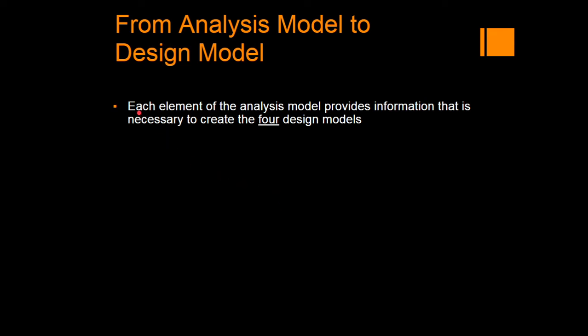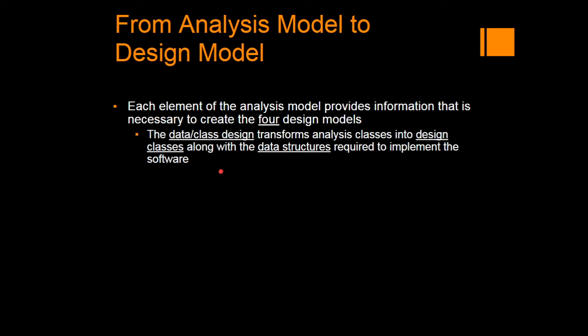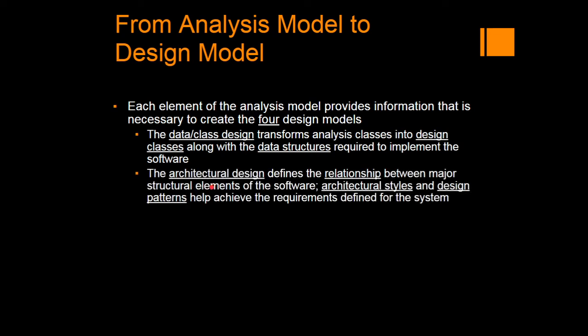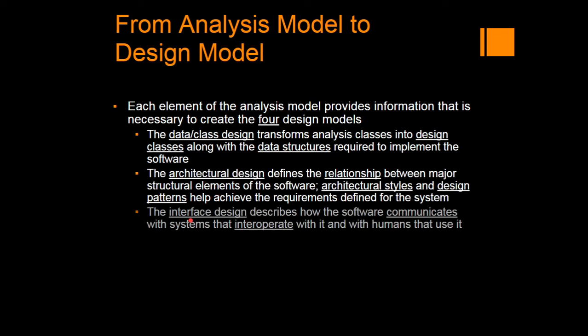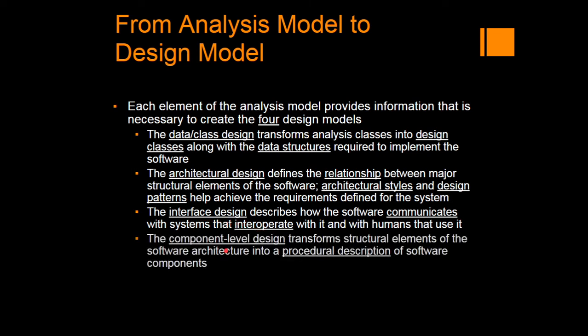Now from the analysis model to the design model, each element of the analysis model provides the information that is necessary to create the 4 design models. So what are they? The data or class design, the architectural design, the interface design, as well as the component level design. Once they analyze the project or the product, they will come to the design model. So design actually has 4 different components.